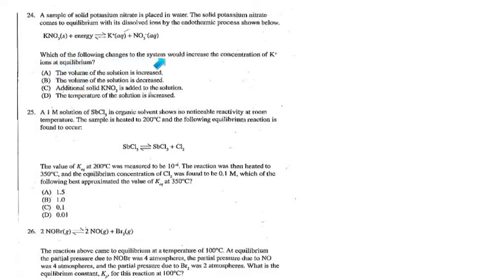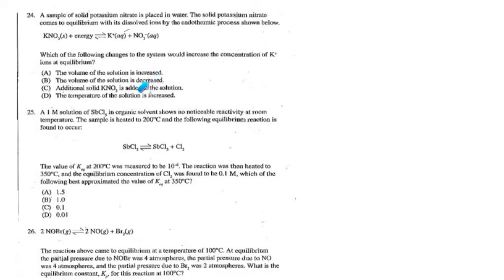Which of the following changes to the system would increase the concentration of K plus ions at equilibrium? So, if we're going to increase the concentration of K plus ions, the reaction is going to have to shift to the right. So let's see which one of these will shift it to the right. So A, the volume of the solution is increased.